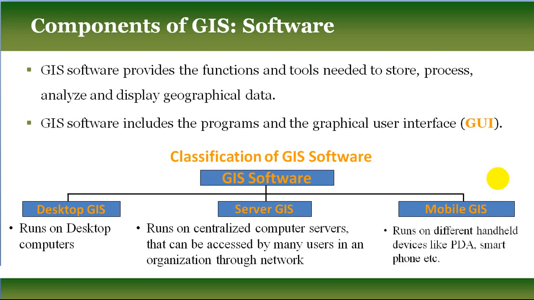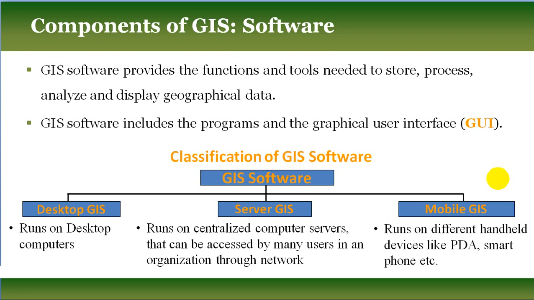Then comes mobile GIS software. As the name suggests, this sort of software you can use on a small processing power computer like a smartphone, a personal digital assistant, a portable computer, or even in different types of survey instruments. Okay, so as per the computer size, we can classify GIS software into desktop GIS software, server GIS software, and mobile GIS software.